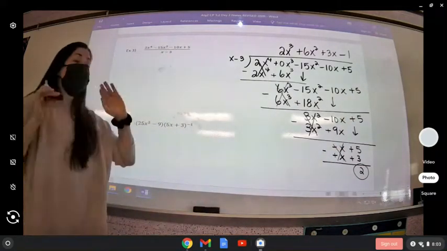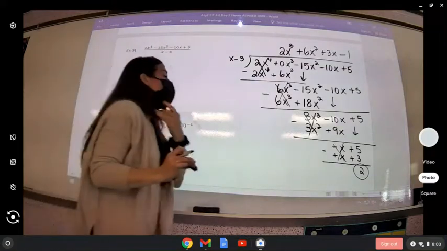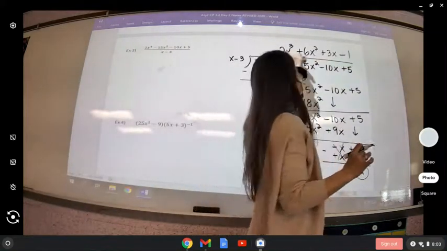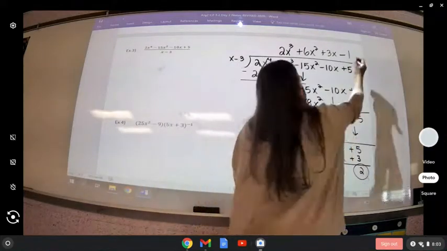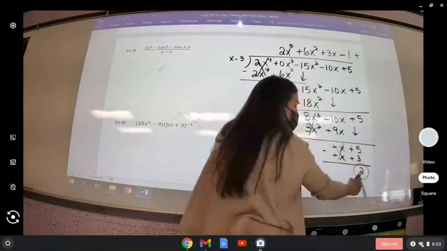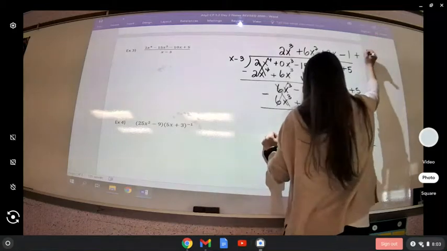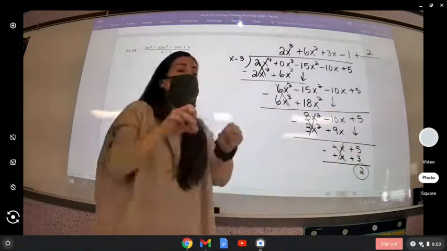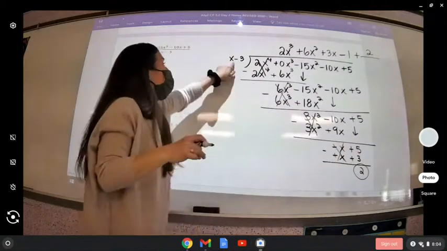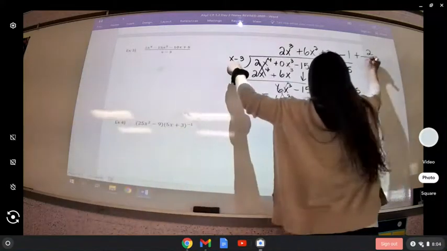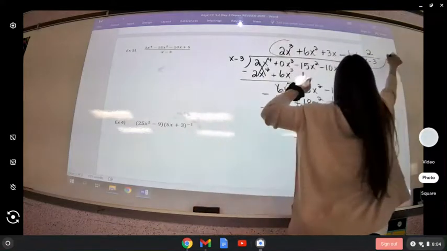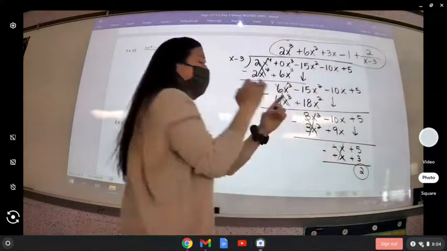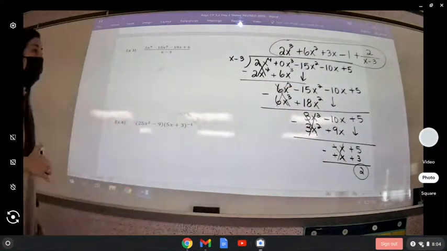So remember, writing your remainder is weird. You have to write the remainder as part of this polynomial. So what you're going to do is say plus the remainder of 2, but you have to put it over who did you divide by? We divided by x minus 3. And this is what you would type into Delta Math as your answer.